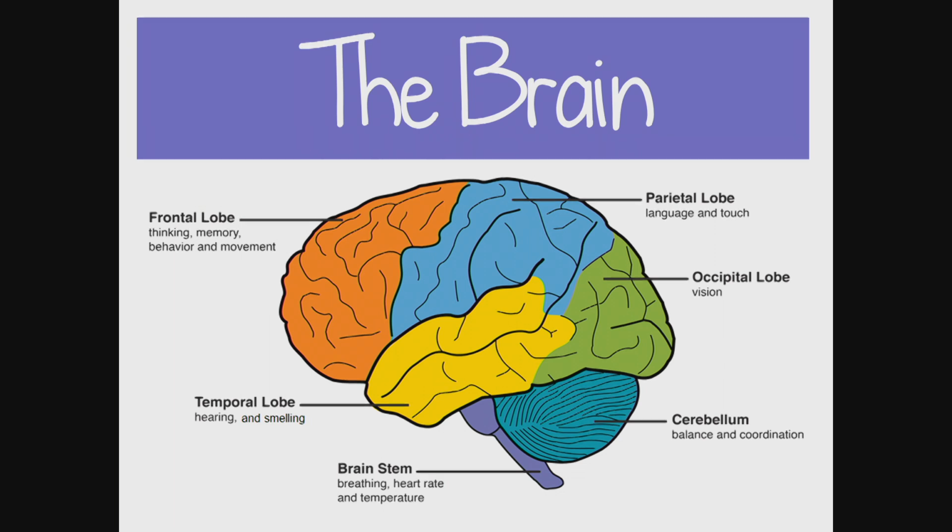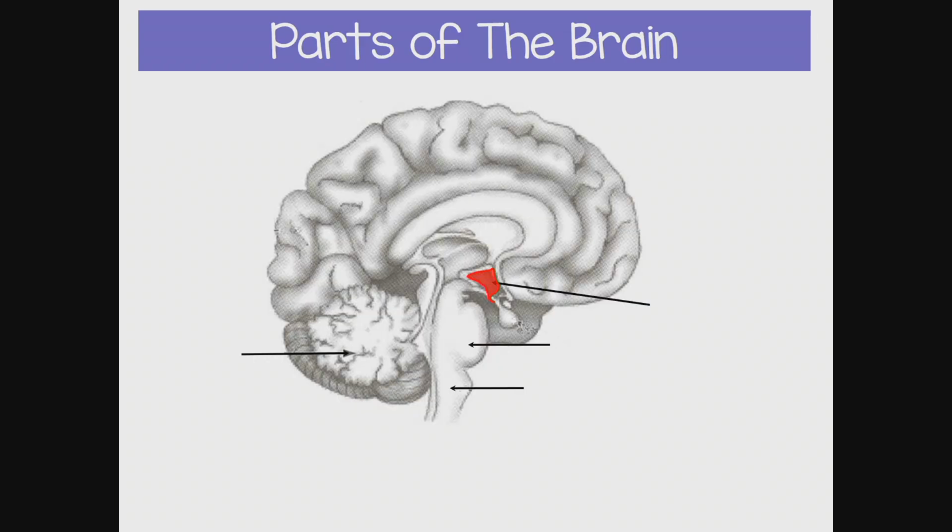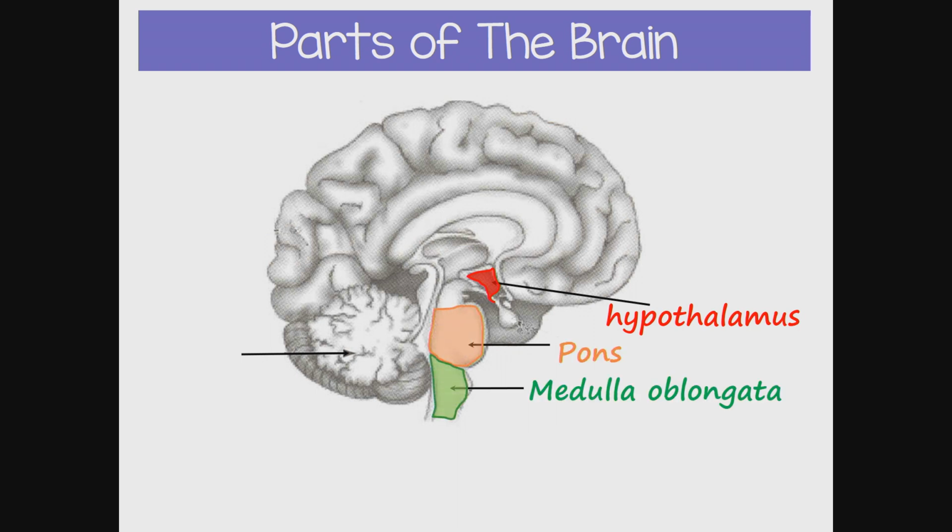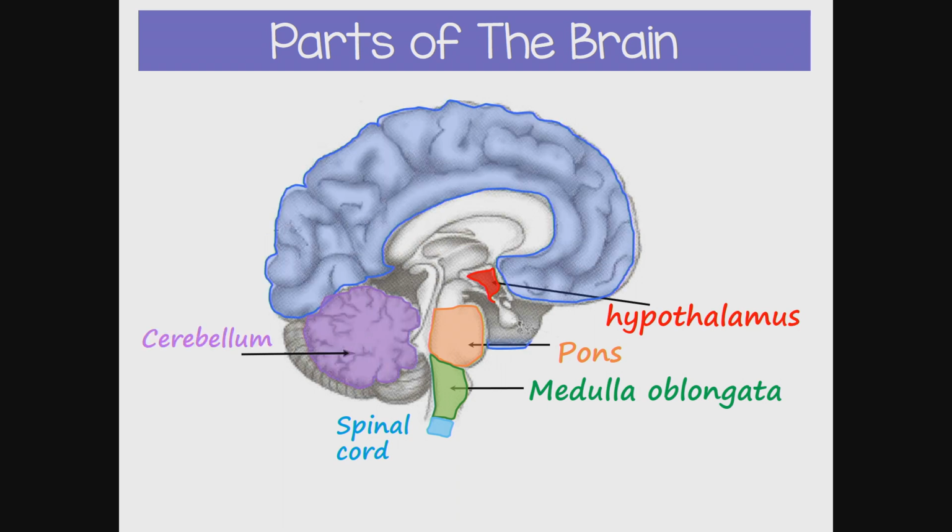Let's talk about the brain. Parts of the brain include the hypothalamus, the pons, the medulla oblongata. Not part of the brain, but part of the central nervous system is the spinal cord. At the back is the cerebellum. And then most of the brain is part of the cerebrum.